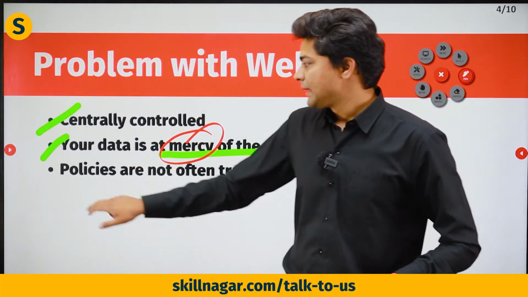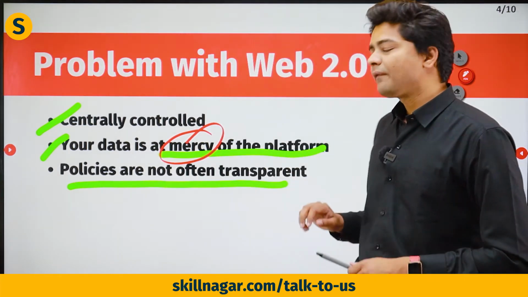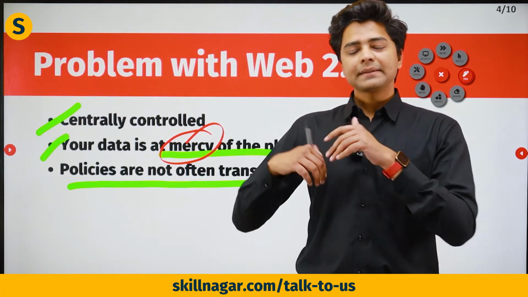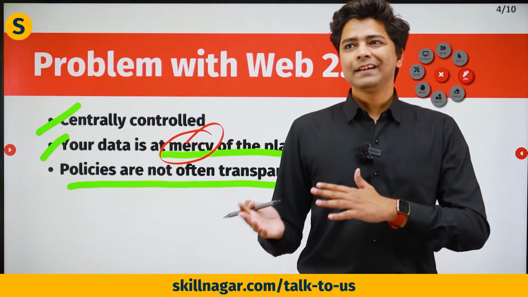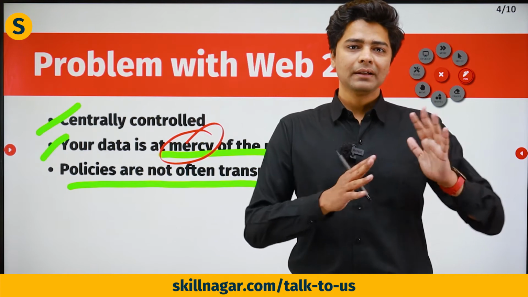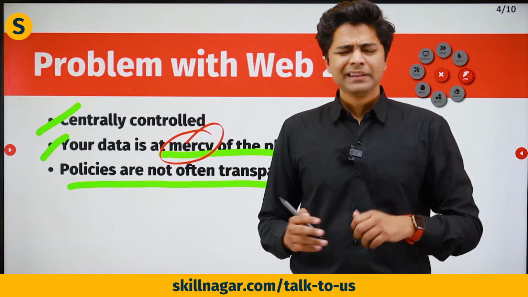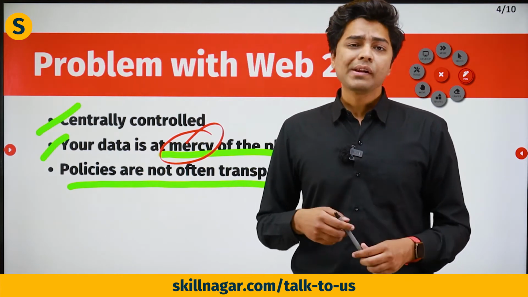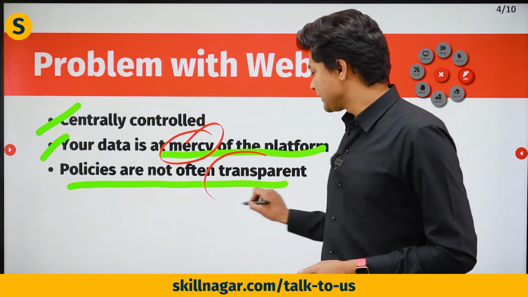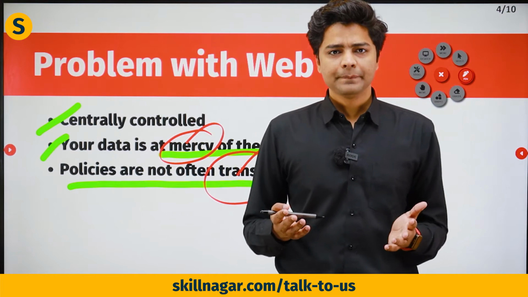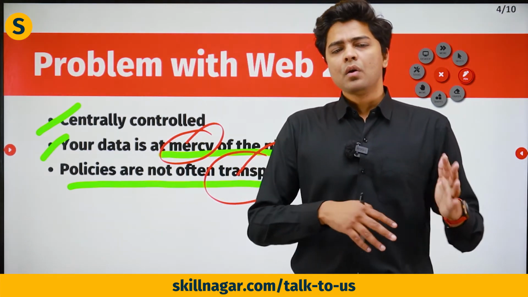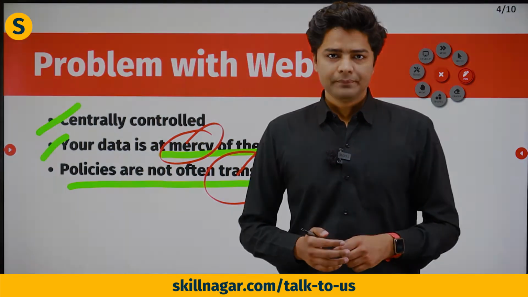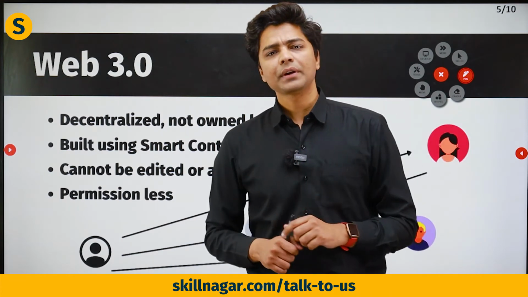And finally, policies are often not transparent. When they say that they are blocking a particular person, obviously it is not something where we can say that this is the reason they have blocked it. There are so many reasons, and often it varies from platform to platform. The policies are not very transparent, and these are the few points which actually led to what we call Web 3.0. Okay, now let's discuss what is Web 3.0.